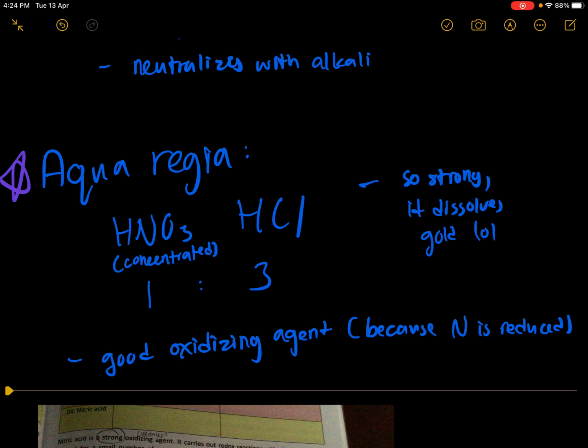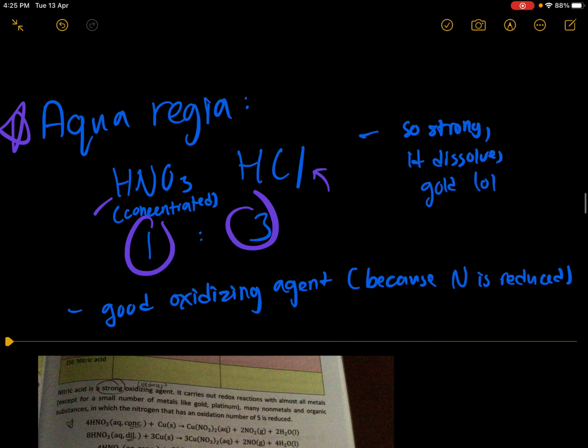Now, this is the important part, aqua regia. Aqua regia is emphasized a lot by the teacher. You have to know the ratio as well, 1 to 3. What are the two things? Concentrated HNO3 and also HCl. This ratio of 1 to 3 is somehow the perfect formula, and it makes this special acid, aqua regia, very, very strong. It's so strong that it reacts with gold. Gold does not usually react.